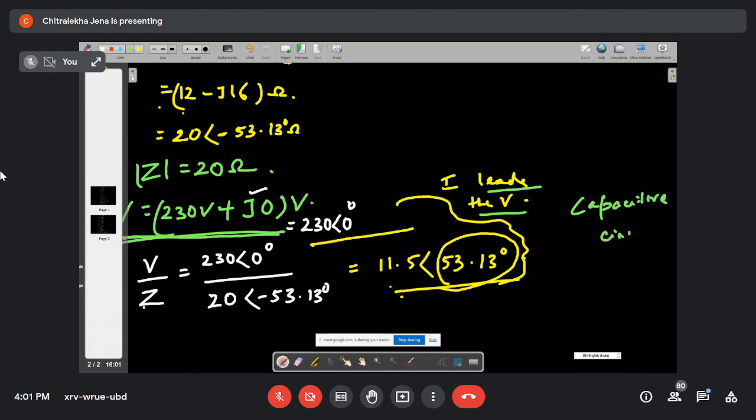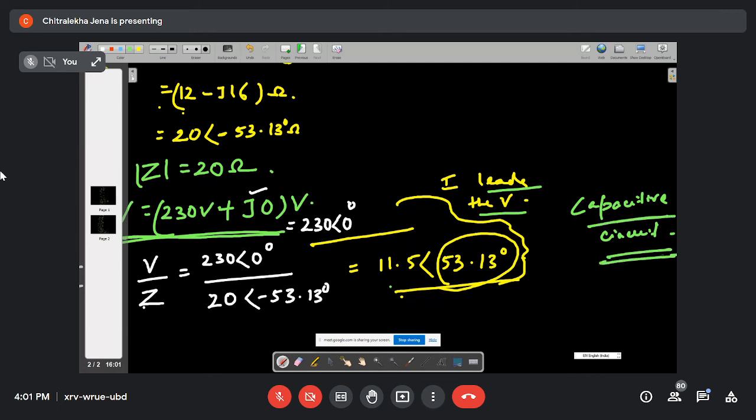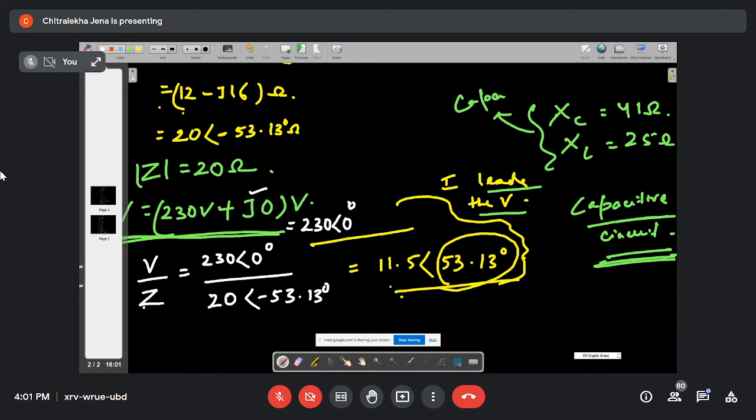Even if it is having a resistance, even if it is having an inductance, still the circuit is behaving as a capacitive circuit. Why? Because here you see, XC is 41 ohm and XL is 25 ohm. So from here you can also know that the circuit is behaving as capacitive. Clear to all of you?